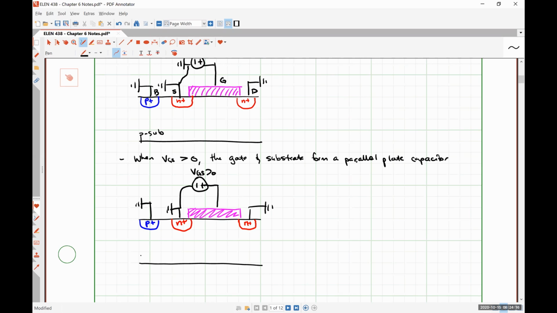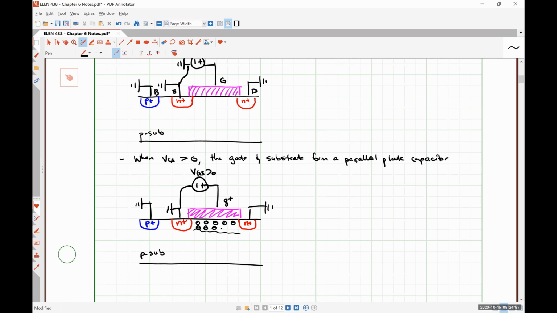So when VGS is greater than 0, what's going to happen? Well, positive charge is going to accumulate in the polysilicon layer, and that positive charge is going to repel all of the holes in this region right here. If all of the holes get repelled, we're going to be left with a bunch of negatively charged ions.